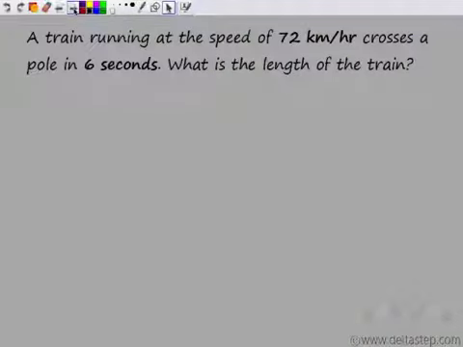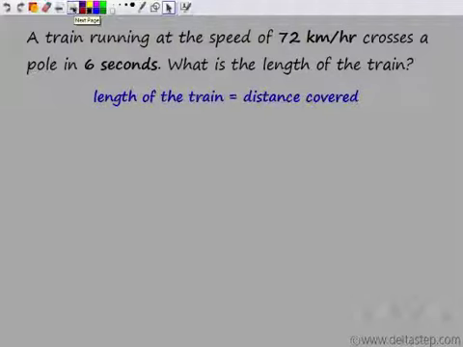So now, can you solve this question? A train is running at the speed of 72 kilometers per hour and it crosses a pole in 6 seconds. What we are interested in is finding the length of the train. So how do we find the length of the train? We know when a train crosses a pole, the distance it covers is equal to the length of the train. So what we need to find is the distance.